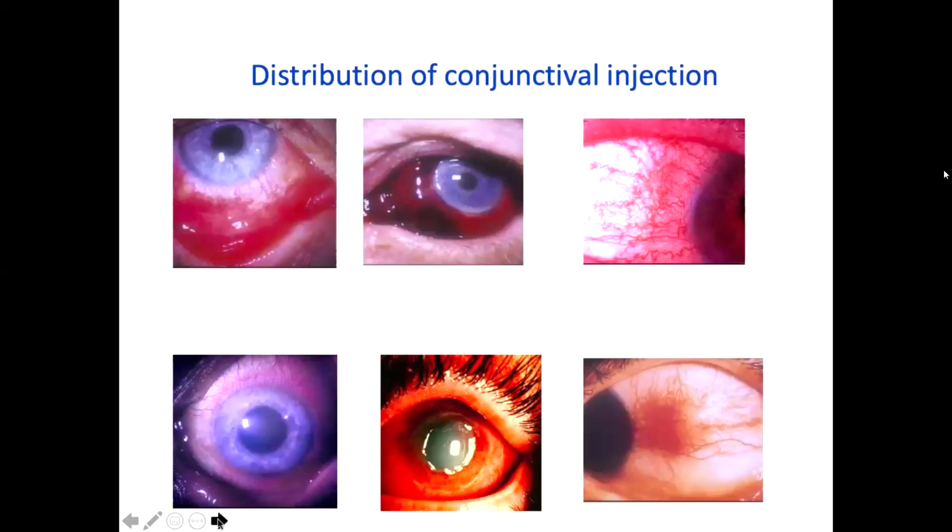Right, so these are some pictures to show you the distribution of conjunctival injection. So tell me, where is the redness here? Is it more bulbar or palpebral? Palpebral, yes, that's right. Okay, so the circumcorneal injection is not much there, or the perilimbal injection is not there. So this is the limbus, the corneoscleral junction. That's fairly clear, whereas the redness is there.